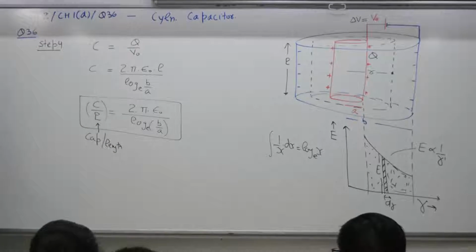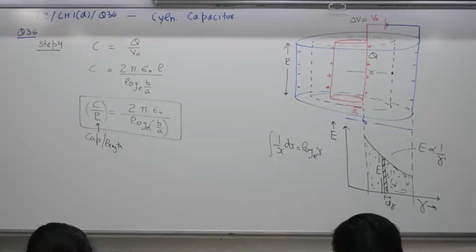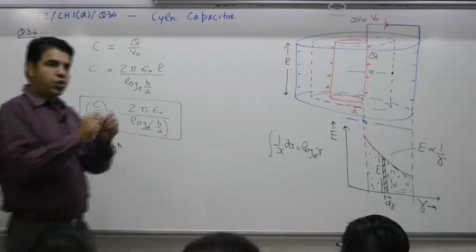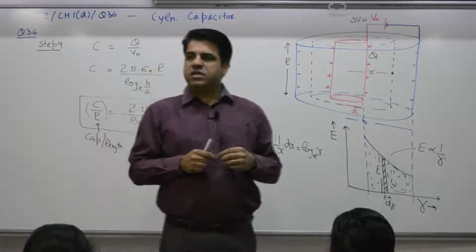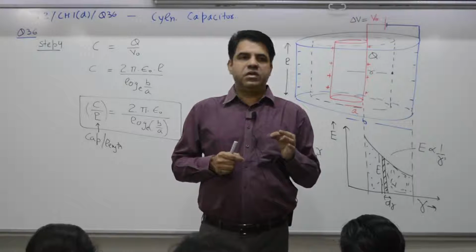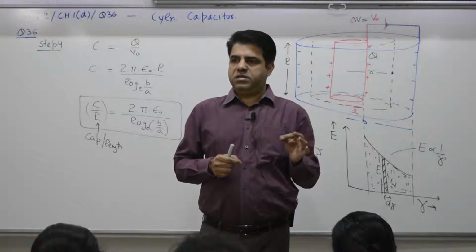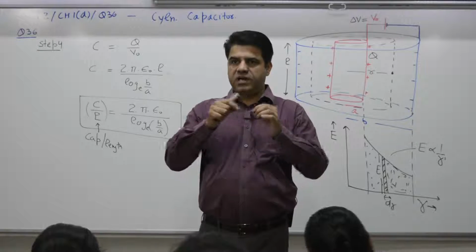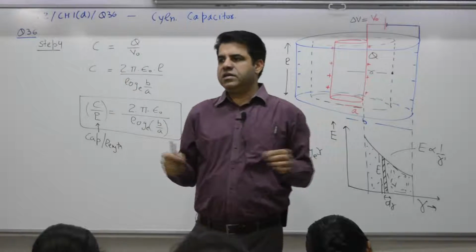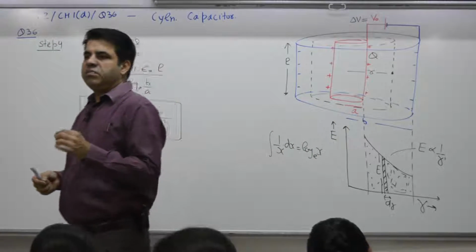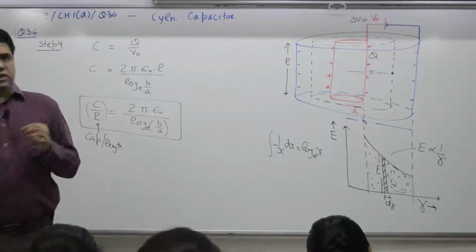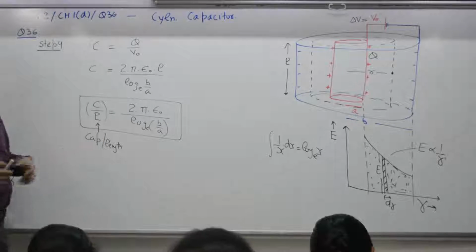Why is it so? When you buy rope, the price is always rupees per meter, 20 rupees per meter. Chain, wire, price is always per unit length. That is why it is also capacitance per unit length.